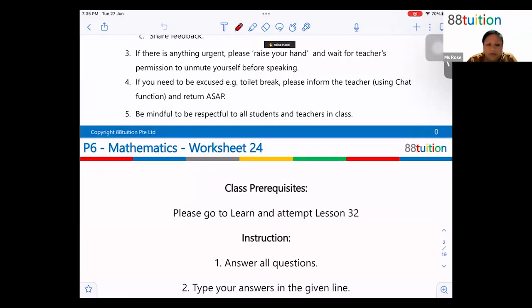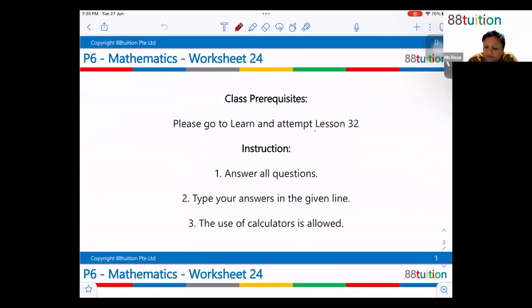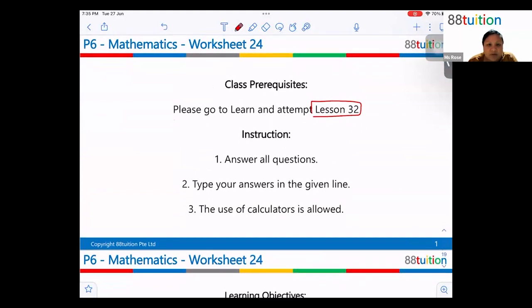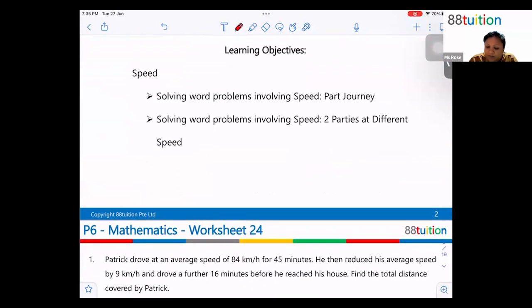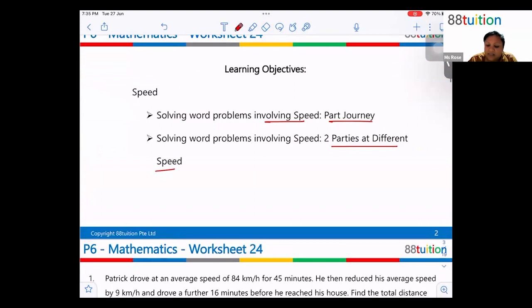Now, I'm going to start the lesson. So remember, the video is on lesson 32, whereas there will be a video as well as the questions for you to attempt. All right, so we're going to be doing speed, part journey, as well as two parties at different speed.